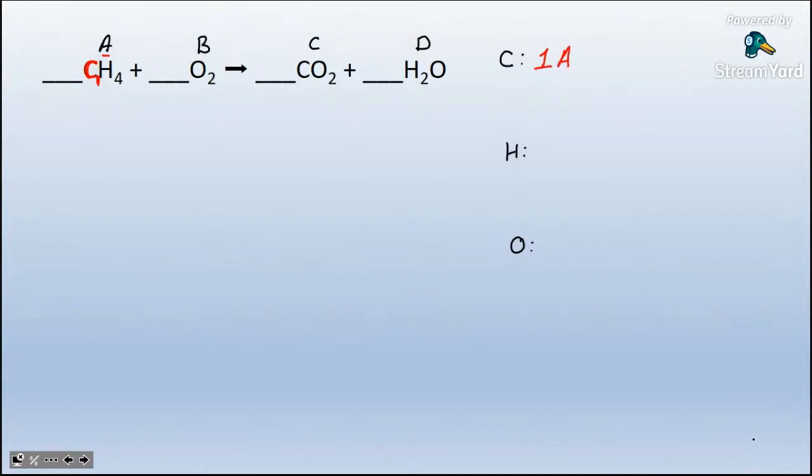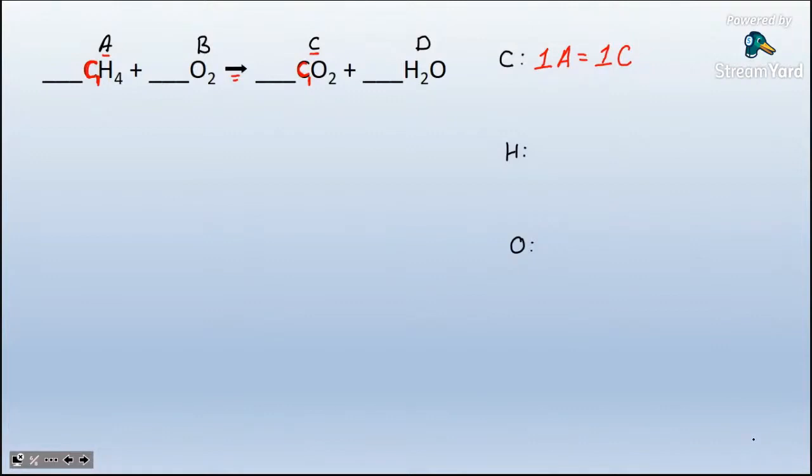I don't have any in B, so I don't have to include it in carbon's equation. My arrow sign becomes an equal, and then I look at my product and I see that there is one carbon within substance C. So in carbon's equation, one carbon within substance C. And there's no carbons in D, so I don't have to include it in carbon's equation.